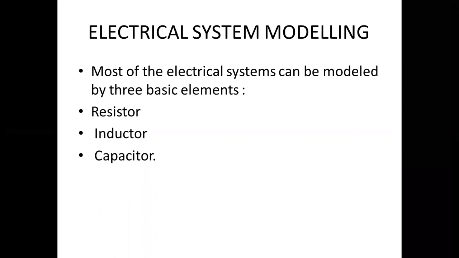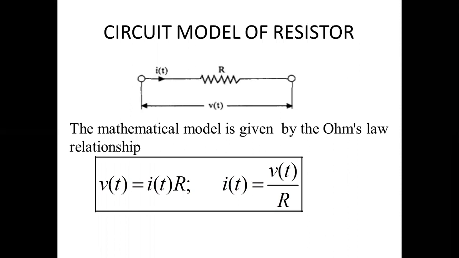The current-voltage relation of resistor, inductor, and capacitor. If it is possible to write the current-voltage relationship of these three elements, it is easy to model any electrical system using these three basic elements. So let us see how we are modeling these three basic elements. First, the circuit model of a resistor.